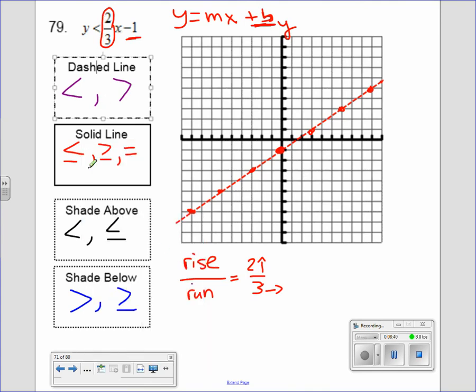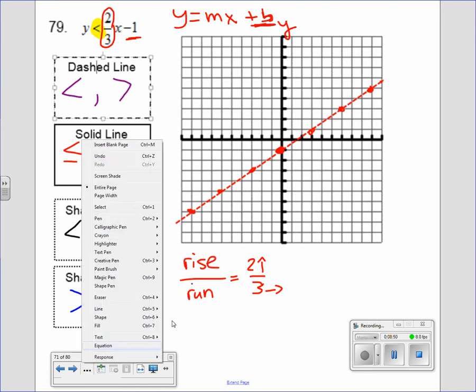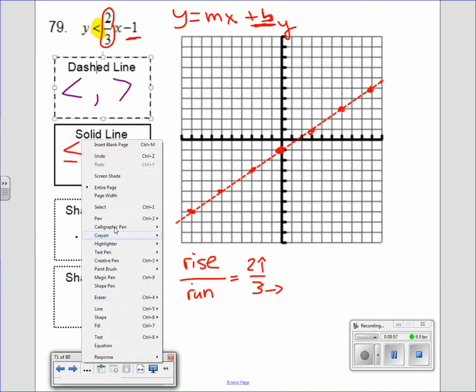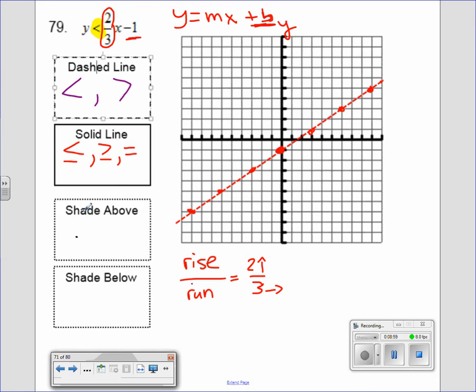And if we look here, we have less than... Oh, I put the wrong things right here. Let's fix this part real quick. To shade above is greater than or equal to. And to shade below is less than or equal to. So please make sure you fix that box, shade above, and fix the box, shade below.